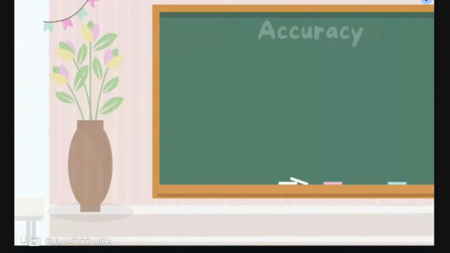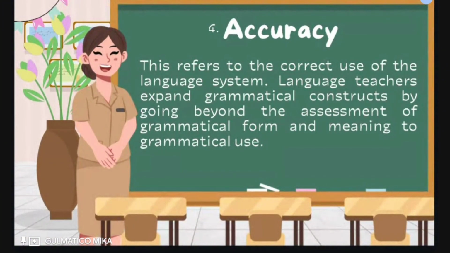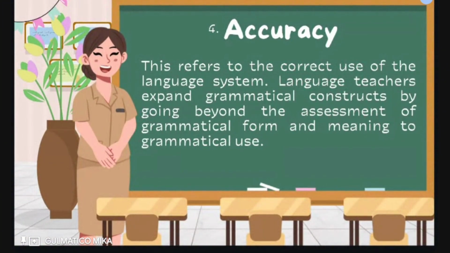The fourth one is accuracy. Accuracy refers to the correct use of the language system. Many of us, of course, use grammatical constructs. We have the grammatical form and meaning to grammatical use. That is accuracy. And if you don't know the direct meaning of the word you are speaking, then there might be interruption in the communication process between the speaker and the listener. So it is really important to be accurate when speaking the English language.